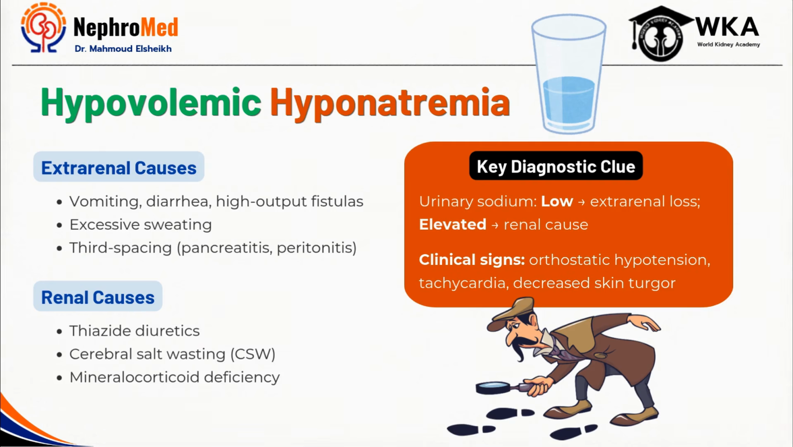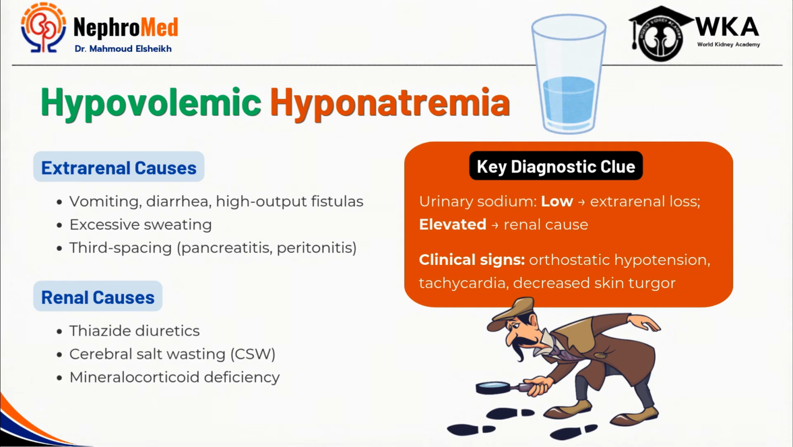In this setting, both sodium and water are lost, but sodium loss exceeds water loss. That leads to volume depletion, which then triggers non-osmotic AVP release and secondary water retention. So even though the patient is volume depleted, the body is still retaining water because it's trying to preserve circulation and blood pressure. Now, clinically, causes can be divided into extrarenal and renal losses.